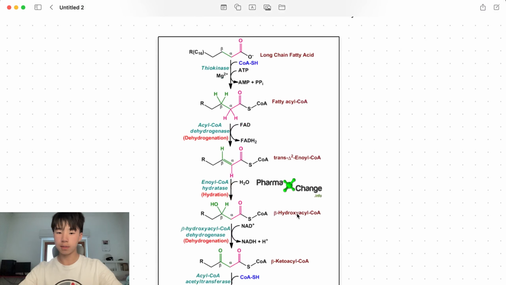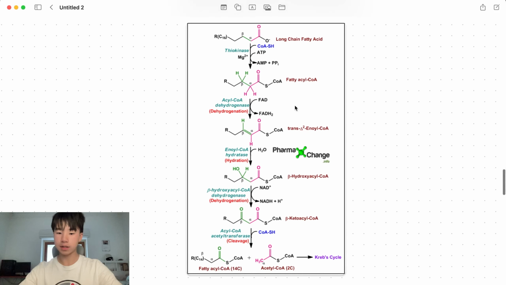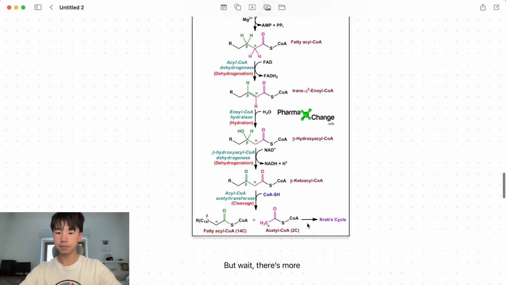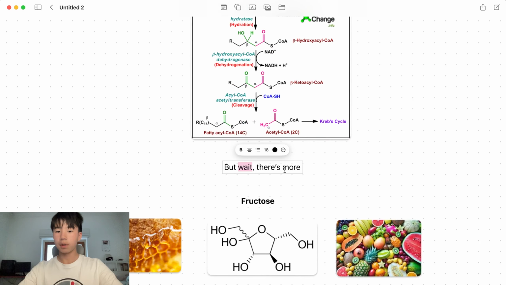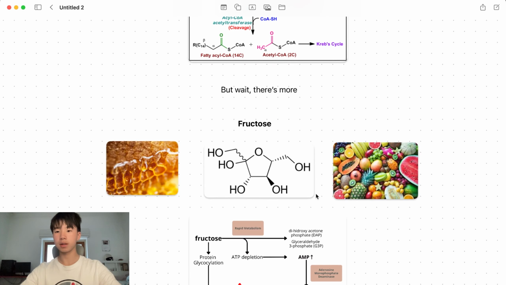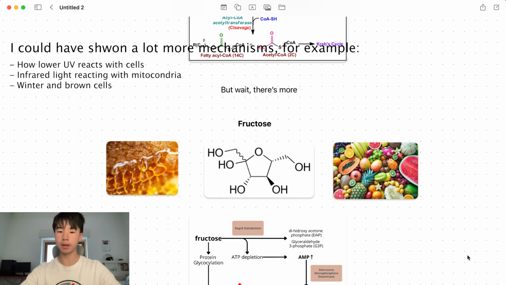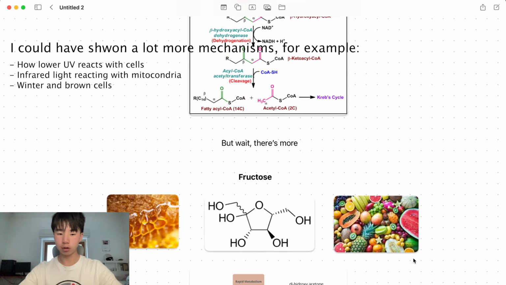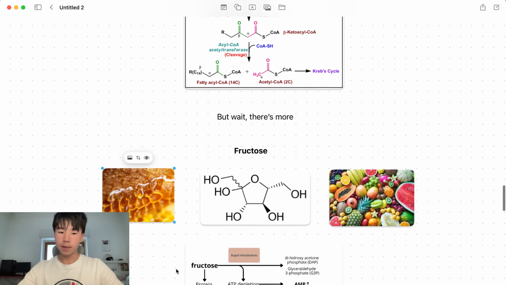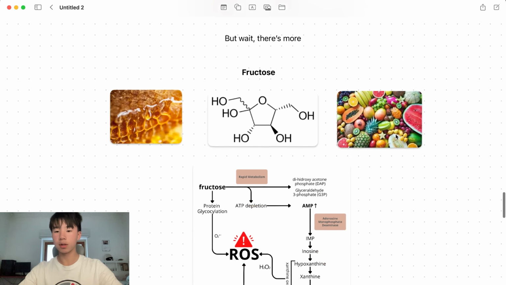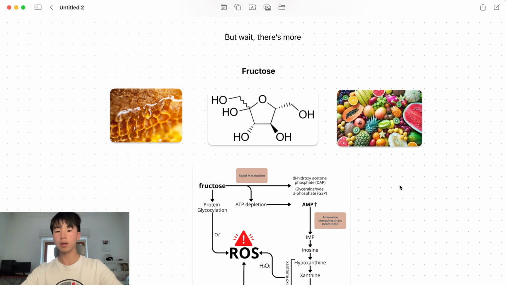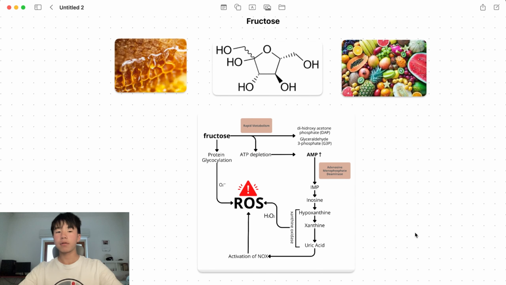And here's a closer, better example of how fats are metabolized and oxidized. But there's more too. There are so many mechanisms, I'm just naming two. So here's fructose. It's mainly found in fruits and honey, and it's a really sweet sugar. You can find it in high fructose corn syrup and cupcakes, but it's naturally found in these two.